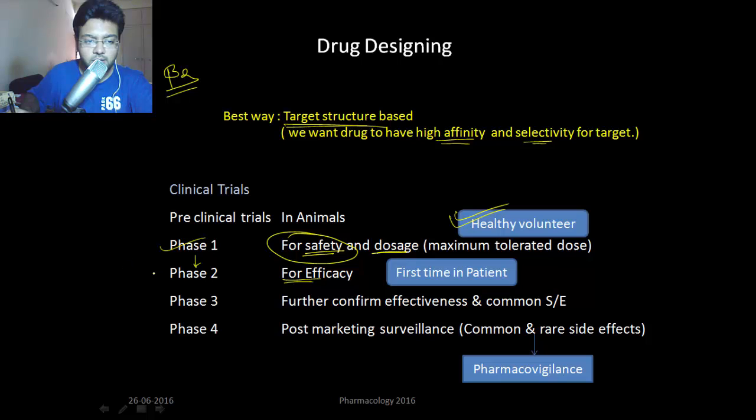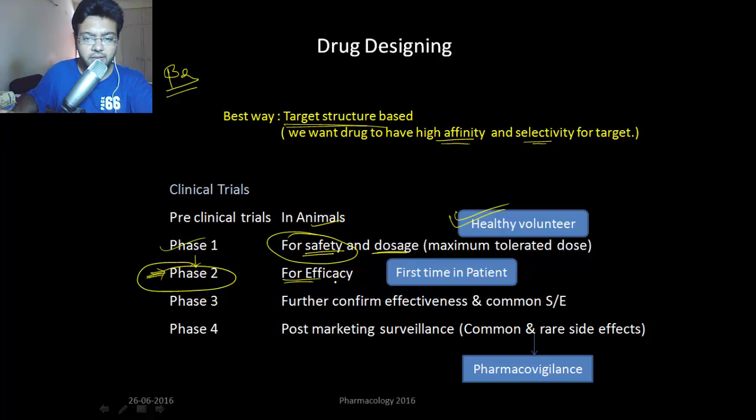So phase 2 is the first landmark where the drug is tried for the first time in patients, and this is the phase where most of the drugs fail, because a drug may show positive findings in animals, that yeah, it is safe and it has a good dosage in healthy volunteers, but it shows no efficacy in patients, no use. Most of the drugs fail in phase 2.